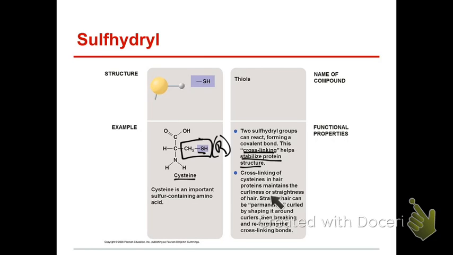I found this interesting when I read it. The cross-linking of cysteines in hair proteins maintains the curliness or straightness of your hair. Straight hair can be permanently curled by shaping it around curlers. That's breaking and reforming those cross-linking bonds in your hair proteins. That's why you have to add heat, because the heat will break the bond and then allow it to reform differently. Any guys in here curl your hair? Do you, Fernando? That's curly. Okay, that's how curling works.